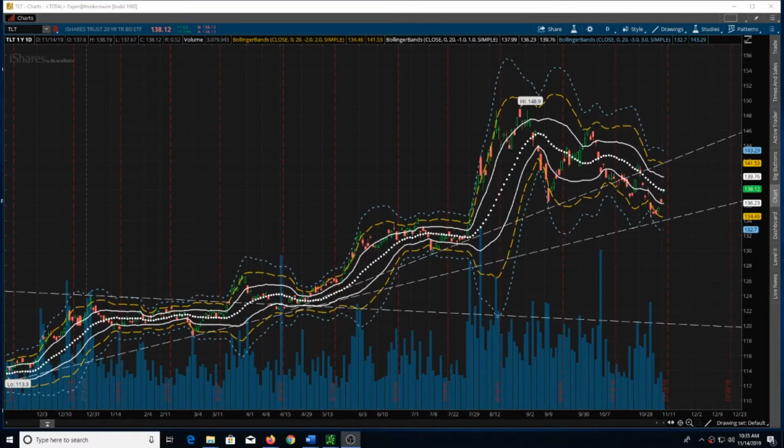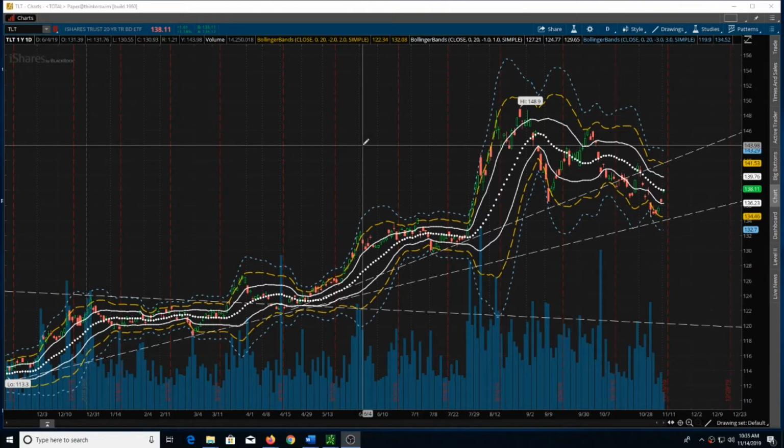Let's take a look at bonds today and try to get an idea of where I think they're headed based on the indicators that I typically use to make trades. Really, I want to use these types of videos to show you how my indicators work and let you look at stocks on your own and determine where you think they're going and what type of trade you might want to place.